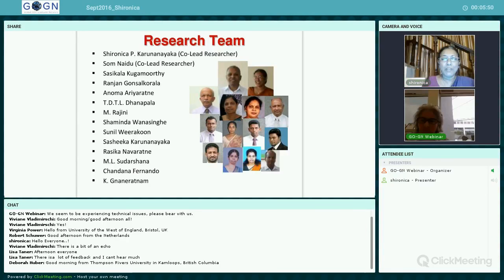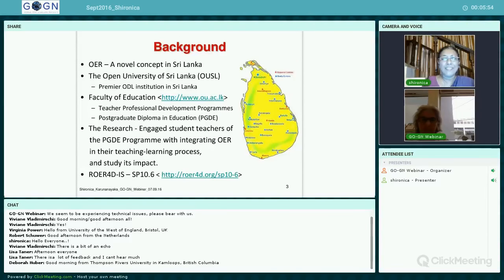So just a little bit of context. Sri Lanka, as you know, is a small island, a tiny dot in the world map. OER is still a novel concept in the school education system. The Open University of Sri Lanka is the premier open institution, and has taken certain initiatives in raising awareness about OER and promoting the use of OER, especially at the Faculty of Education, where we are conducting this professional development program for teachers.